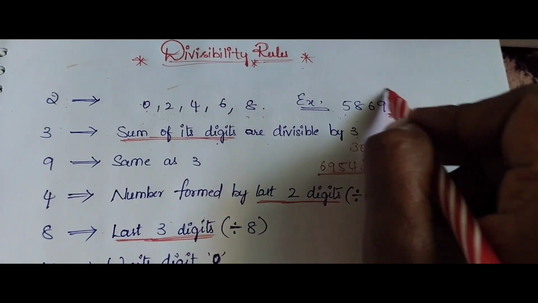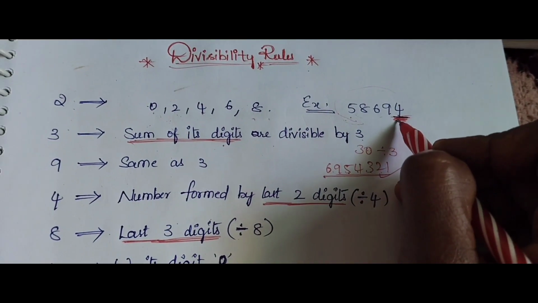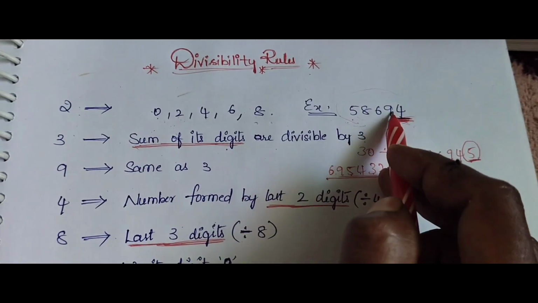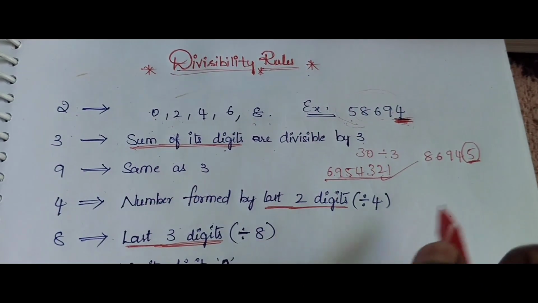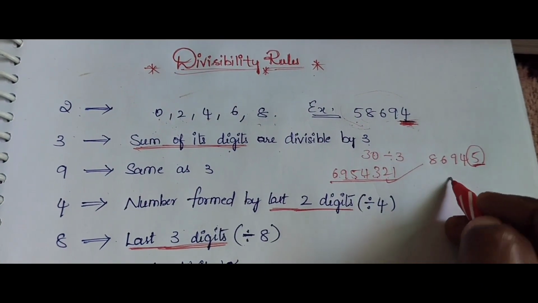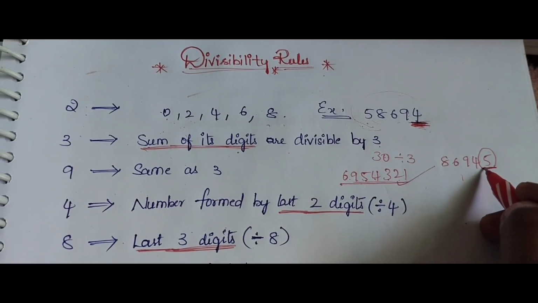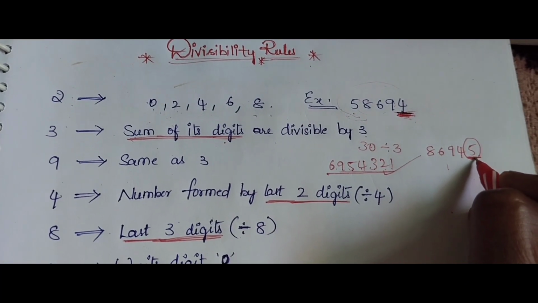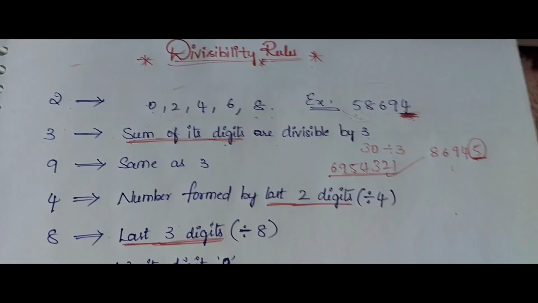Here, if we observe clearly, the last digit is 4, which is one of these numbers, so it is divisible by 2. If we take this number, the last digit is 5, which is an odd number, so it is not divisible by 2.